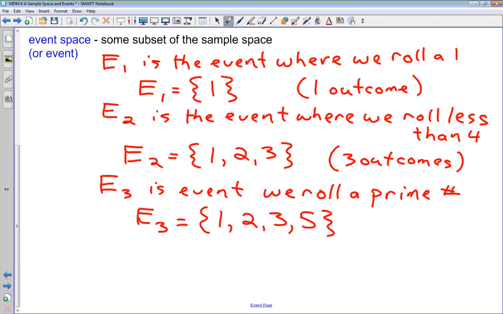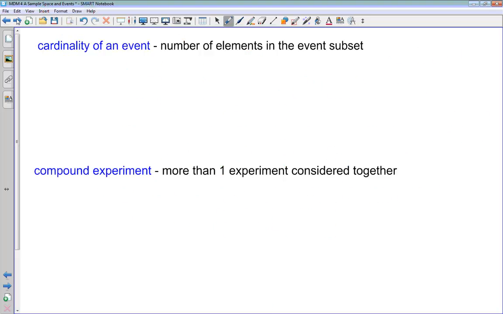Okay. So this is what we mean when we talk about events. Now, we will also talk about the cardinality of an event. And this just means the number of elements that are contained in the event subset. So for the 3 events that we have, we can talk about the number of elements that are in each of these 3 events.